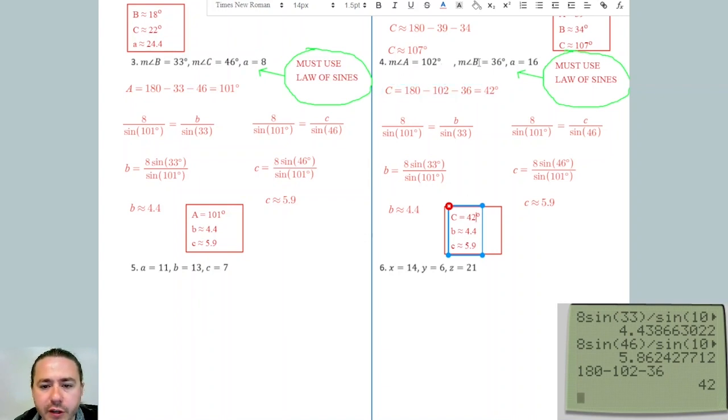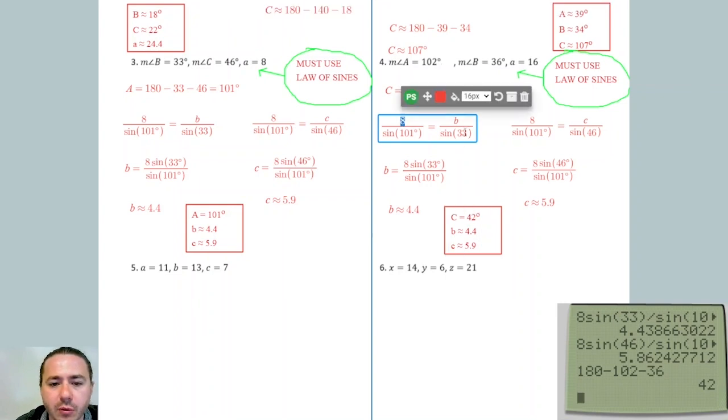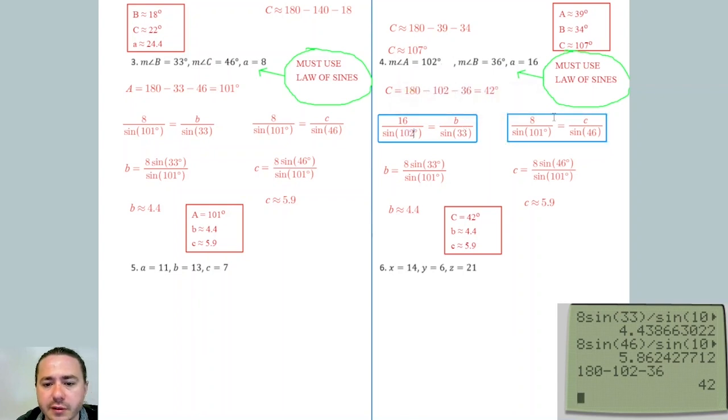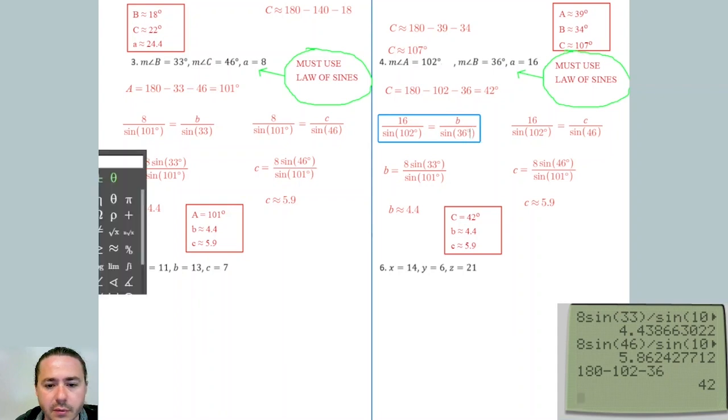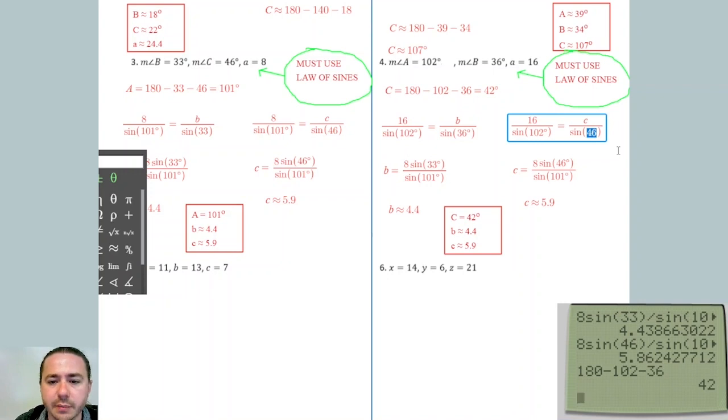Now we need to find side B and side C, and the ratio we're going to use for both of those is the one that we have for A. So 16 over the sine of 102. To find side B, I'm going to use B over the sine of angle B, which is 36. And then angle C is going to be what we just found, which is 42 degrees.